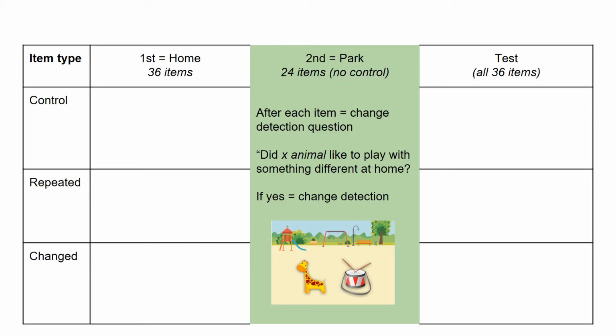Participants were asked if a change in pair was recognized between the 2 locations. In the example below, you see, at the park, the giraffe likes to play with the drums. In this example, the child would be asked, did the giraffe like to play with something different at home? If the child responded yes, this was assumed that they detected a change between the 2 locations.